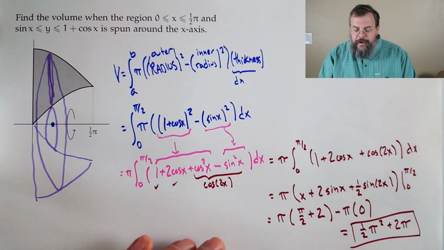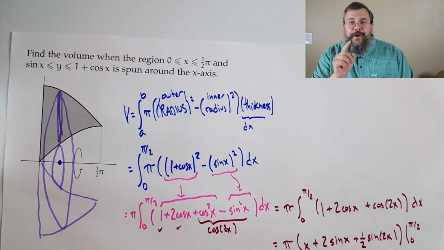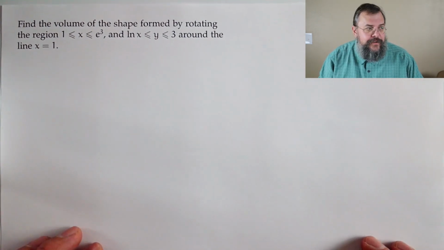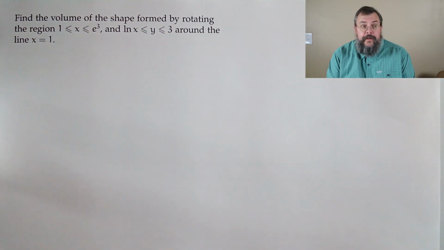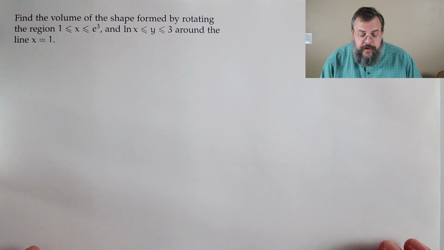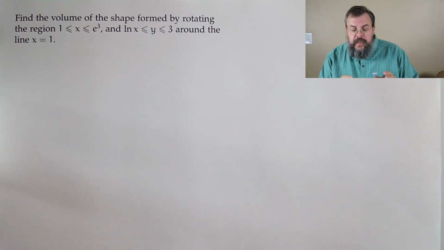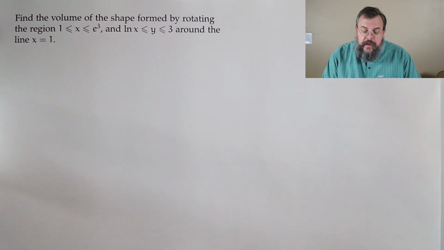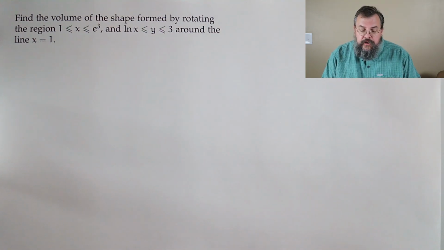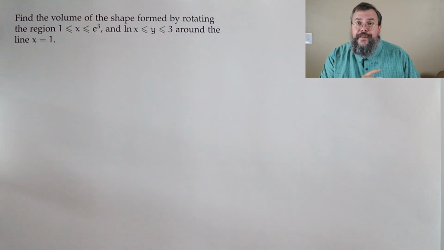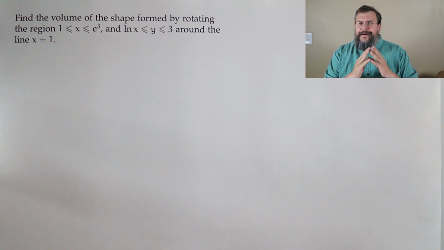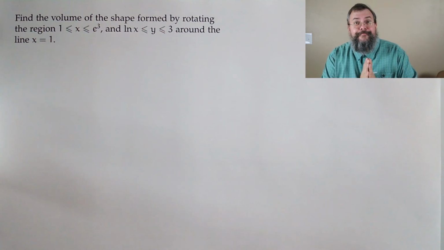Okay. Well, probably should do one more. One last problem to finish this up. Take us home. Okay, so what is it? Find the volume of the shape formed by rotating the region where x goes between 1 and e cubed, and y goes from log x to 3, around the line x equals 1.